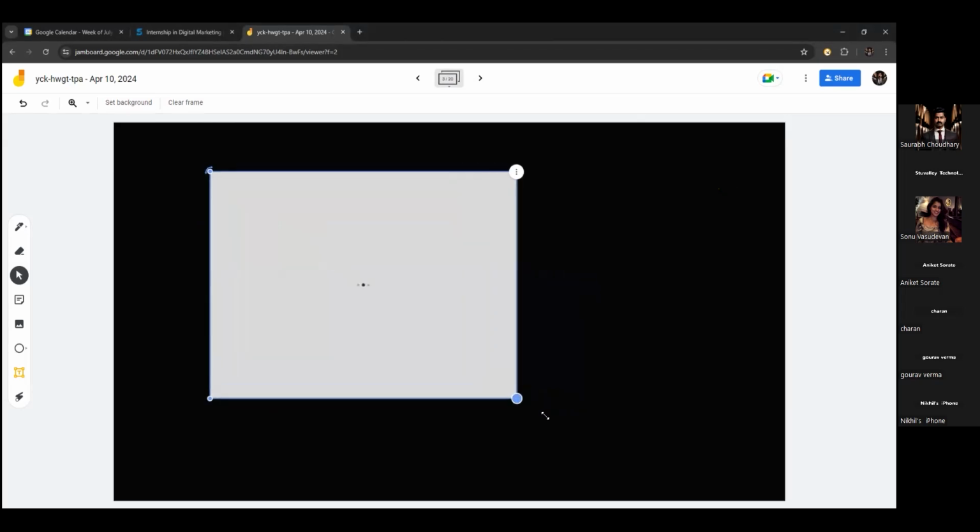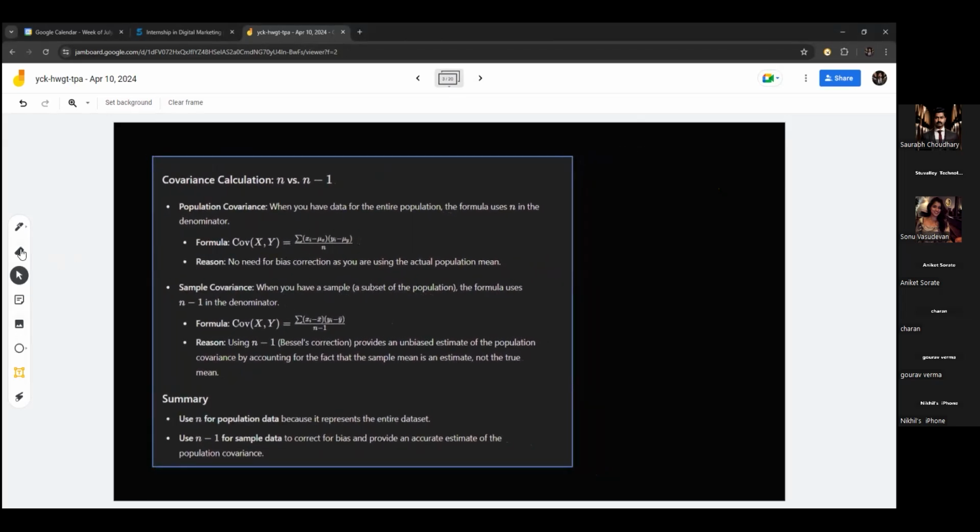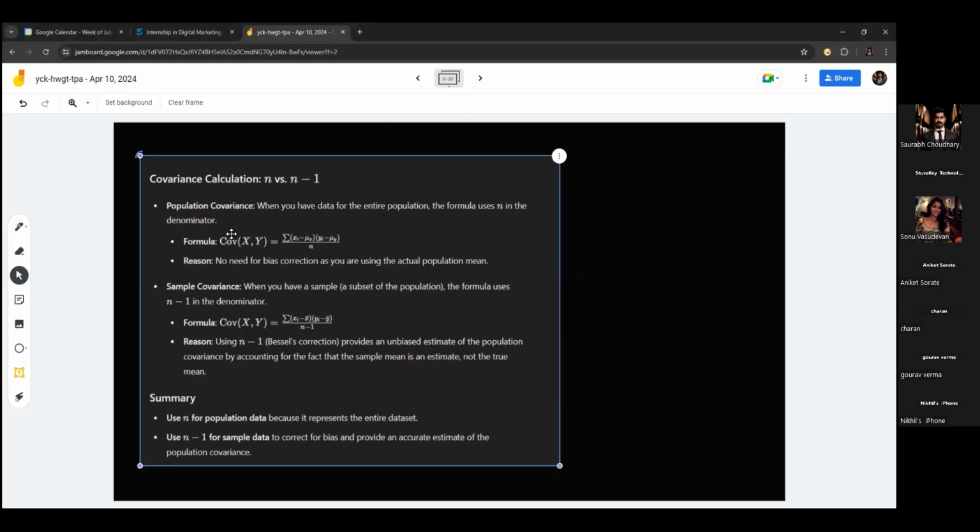Let me tell you why we are getting n minus 1 there. The reason is this. First of all, does anybody know why we divide the population by n but the sample by n minus 1? No, nobody knows. Okay.